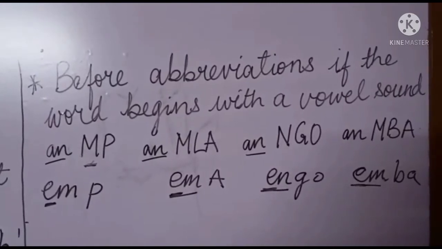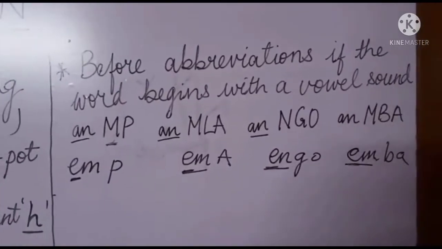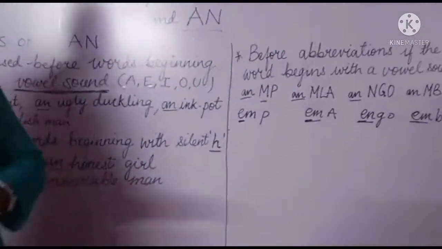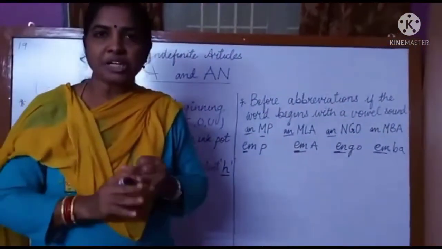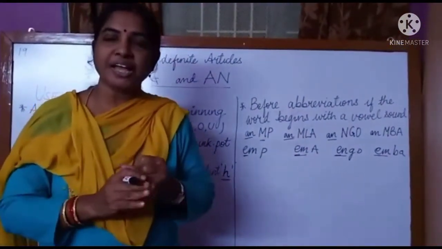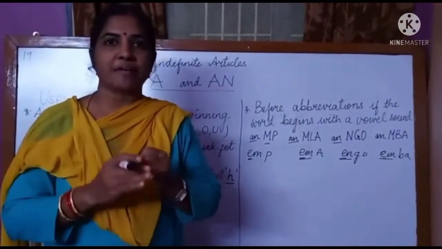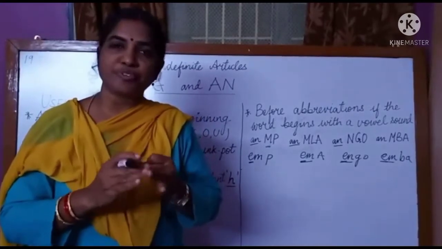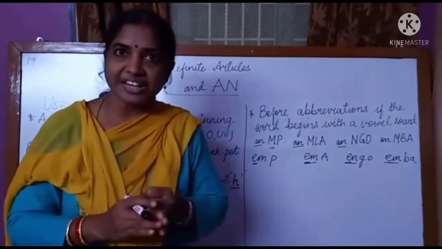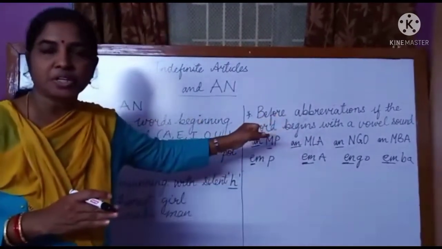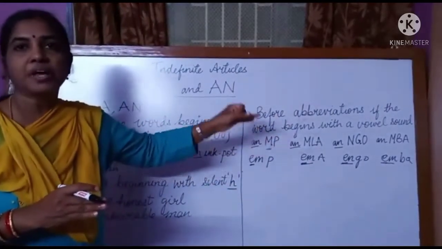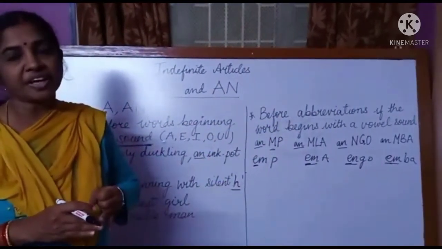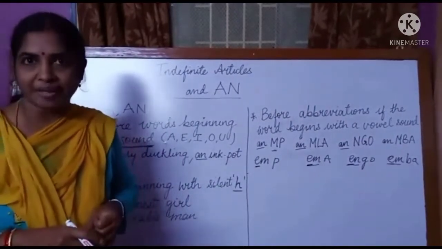Yes, children, I hope you understood the use of "an." What did we learn? The first one, we learned that it is used before words with a vowel sound. The second use we learned is that it is used before words with a silent H. And next we learned about abbreviations having a vowel sound in them.